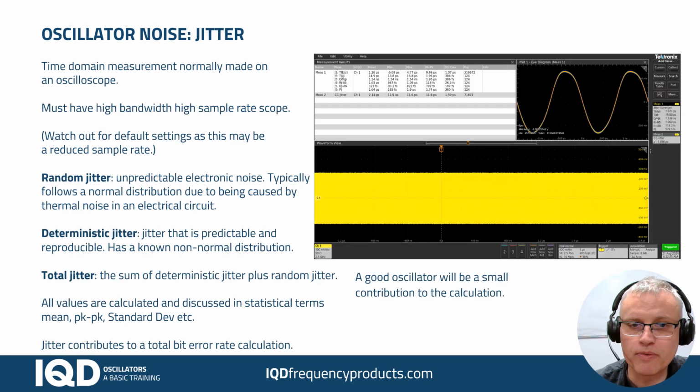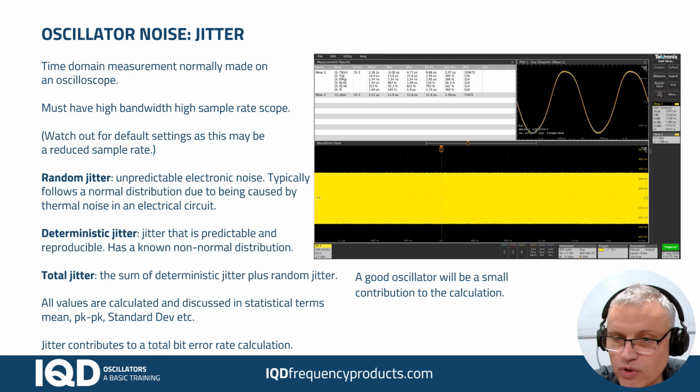Another way to quantify noise in an oscillator is to talk about jitter. Jitter is a time domain measurement rather than a frequency domain measurement, so it's normally measured on an oscilloscope. The plot on the right there shows a typical jitter plot, and here what you can see is a number of waveforms overlapped onto each other to form a solid block, because the time base has been pushed out to such an extent that it looks solid on the scope plot.